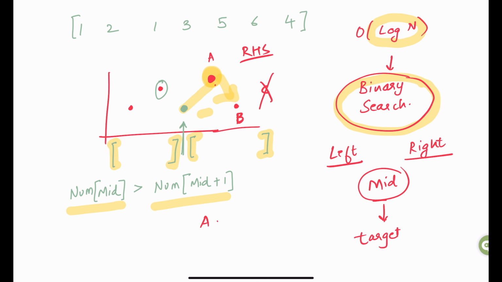Another scenario is where A is greater than B. This will suffice the second requirement for the peak element, so we can simply return the index of A as the output. The last case is where A is less than B.